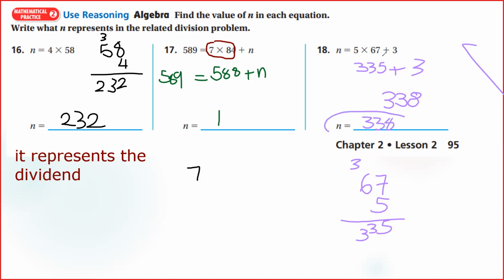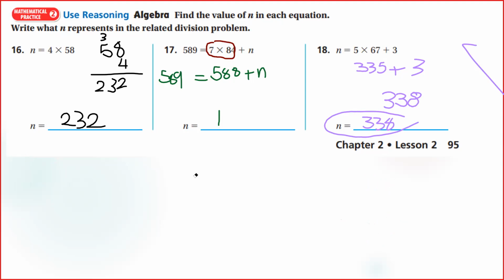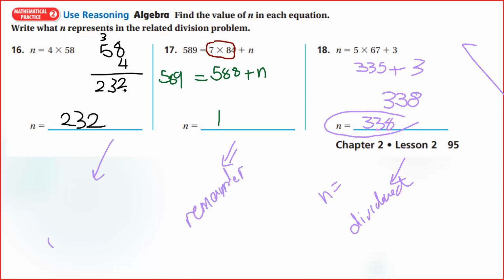Now what does n represent here? Is it the dividend, girls? Yes, thank you. It represents the dividend. So here, n is a dividend. It represents now a big dividend. Here we said it is a remainder. And here it's a dividend. Yeah. Now, do you have any question?